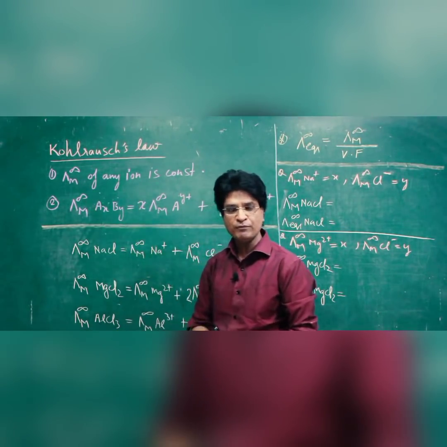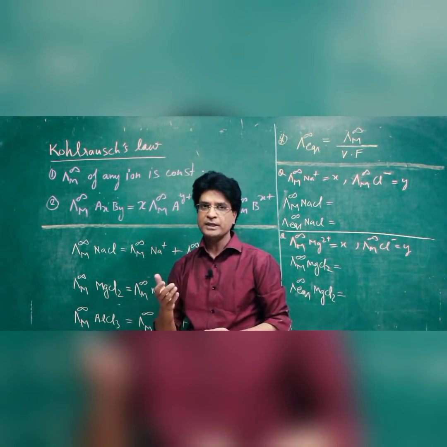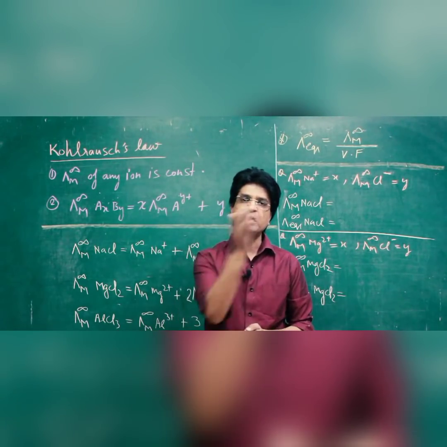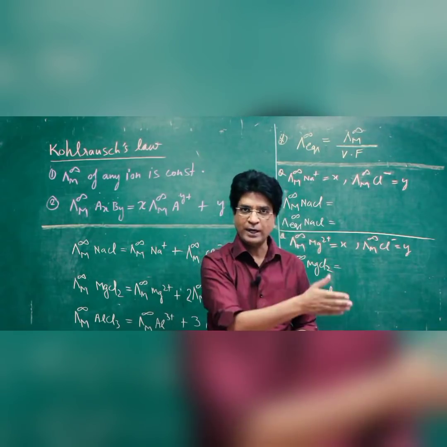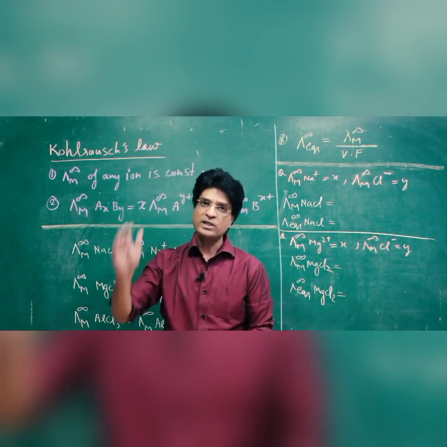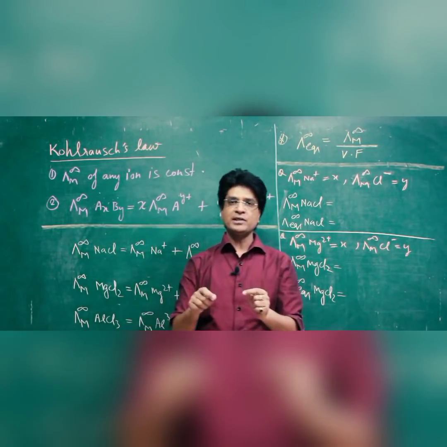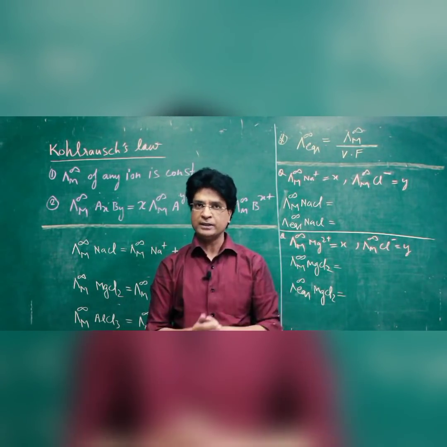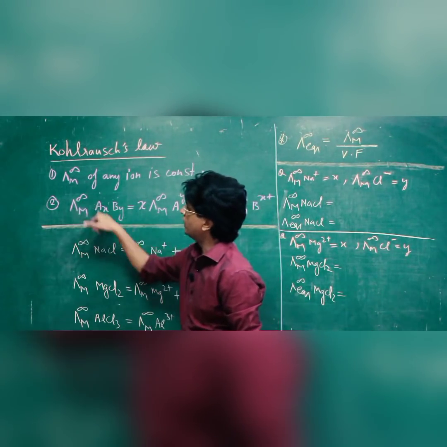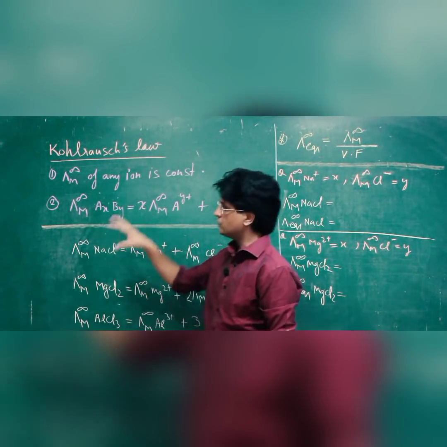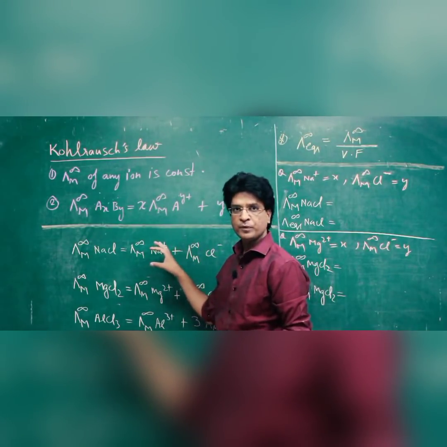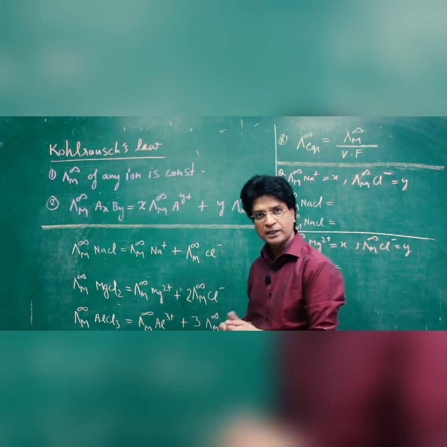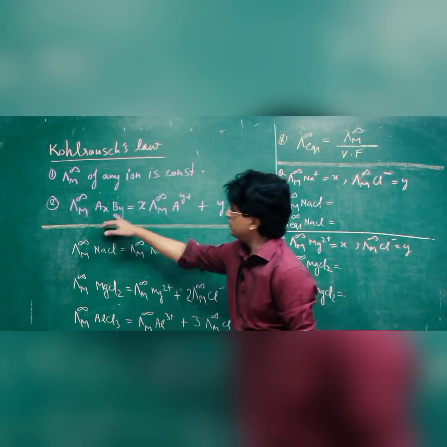Whatever the source of the ion, for example, suppose I am talking about H+ ion conductance, it might come from CH3COOH, which is a weak electrolyte, or it might come from HCl, which is a strong electrolyte. In both cases, the H+ ions at infinite dilution will give you the same conductance. Now see, the molar conductance of an electrolyte is equal to the summation of the molar conductance of all the ions present inside the solution. Let me explain this.